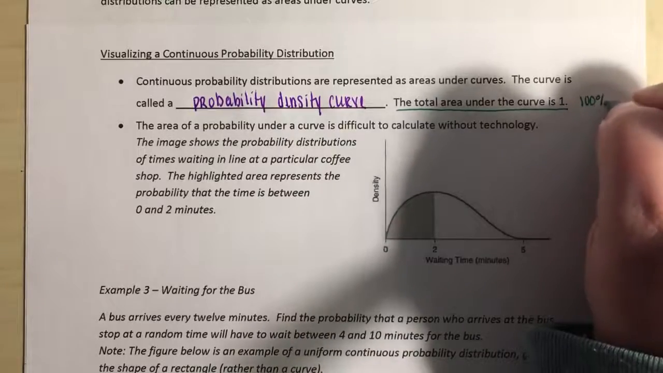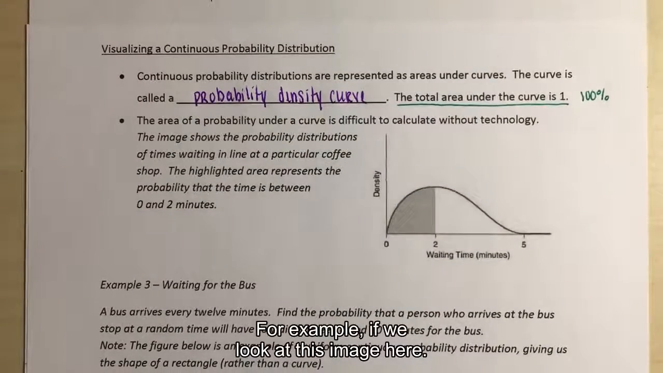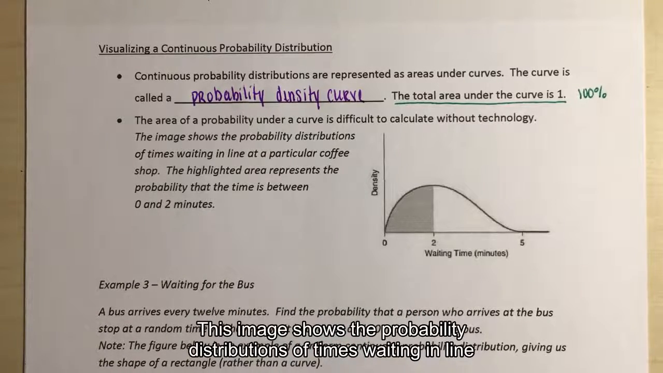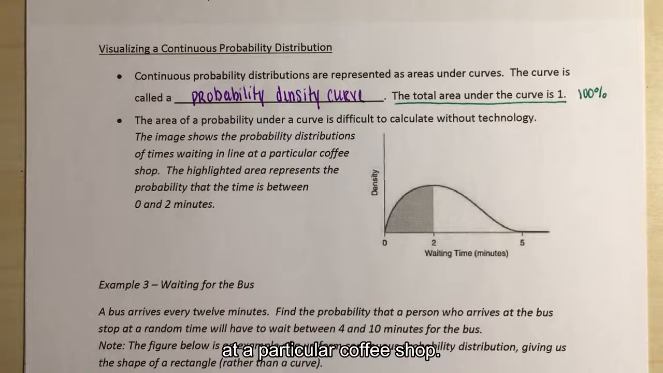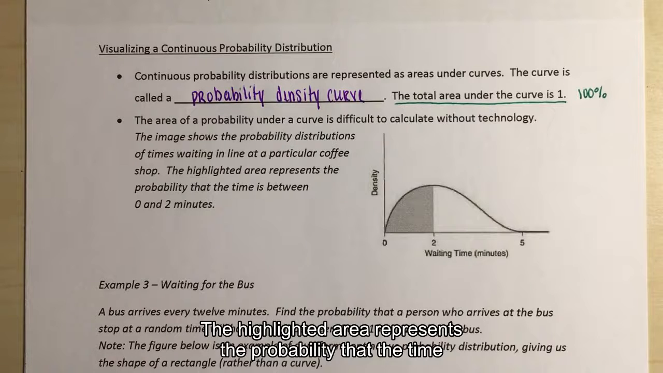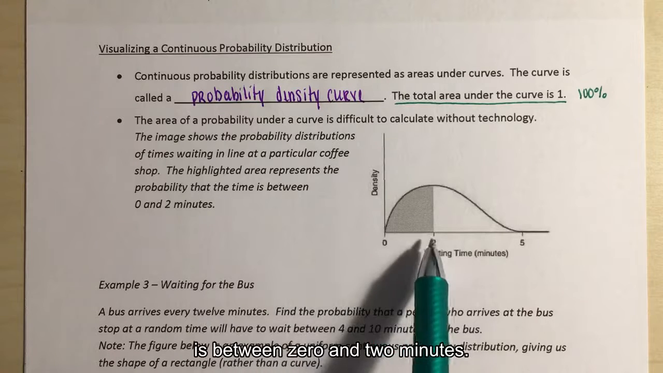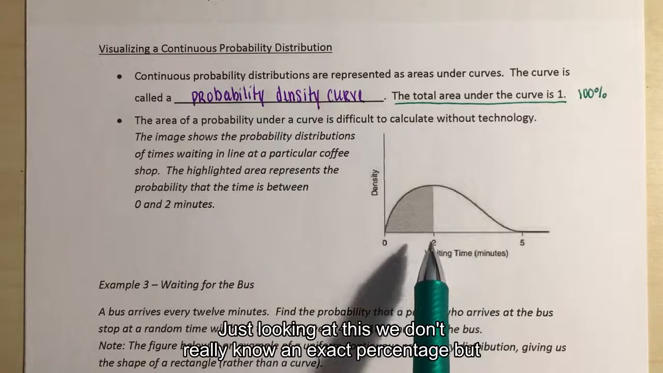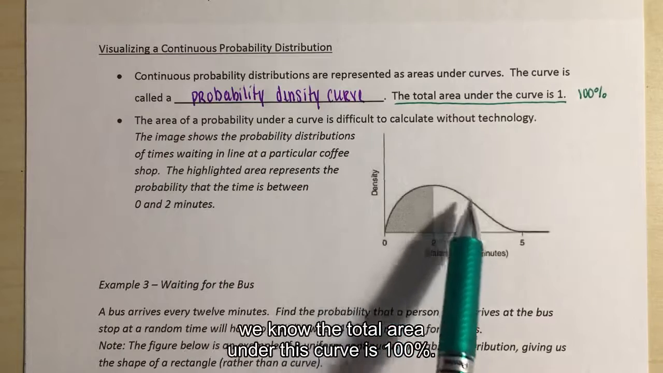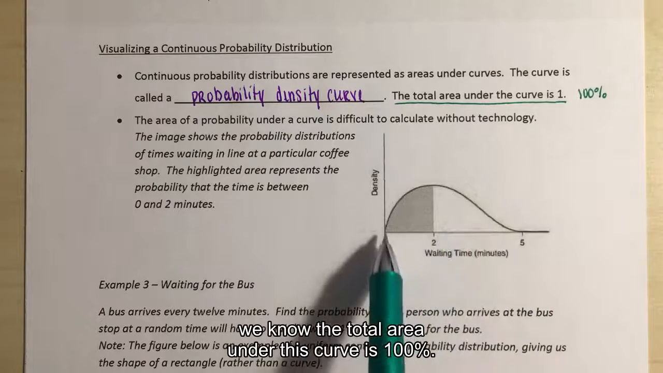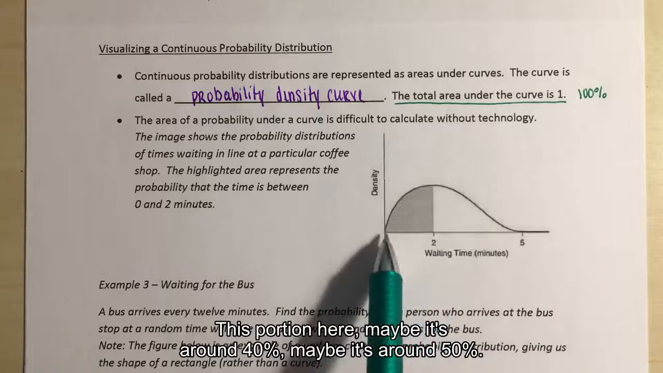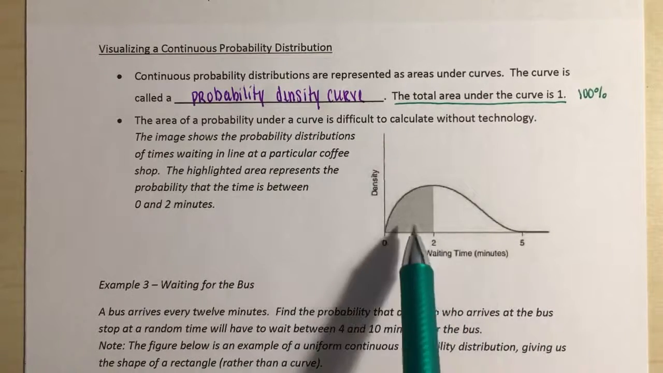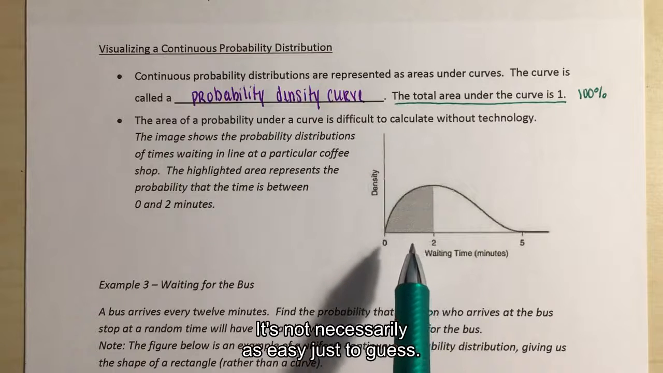So, for example, if we look at this image here, this image shows the probability distribution of times waiting in line at a particular coffee shop. The highlighted area represents the probability that the time is between 0 and 2 minutes. Just looking at this, we don't really know an exact percentage, but we know the total area under this curve is 100%. So this portion here, maybe it's around 40%, maybe it's around 50%. It's not necessarily easy to just guess.